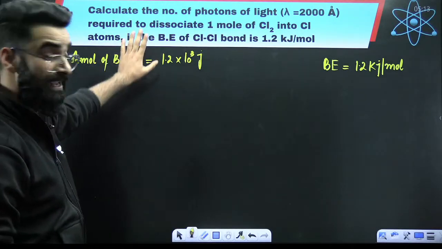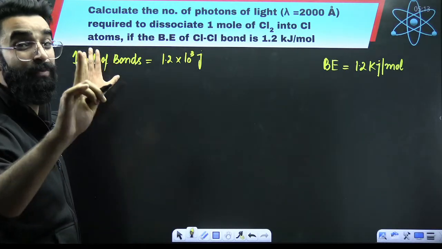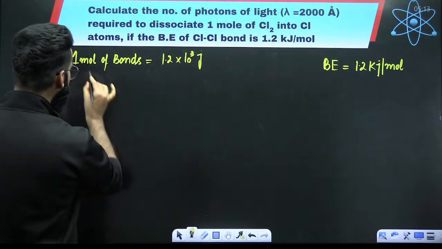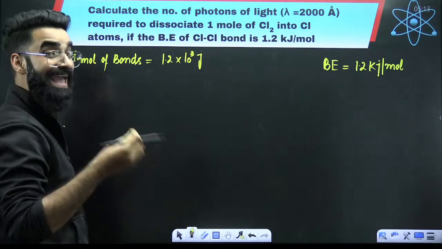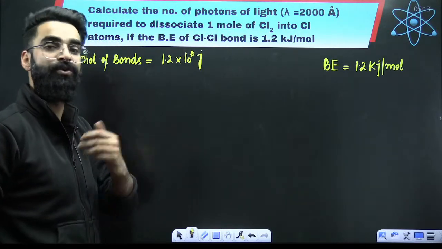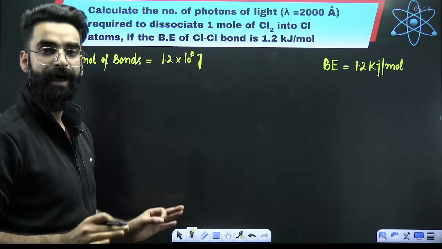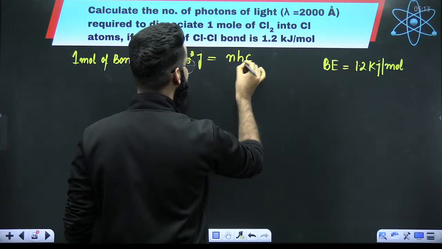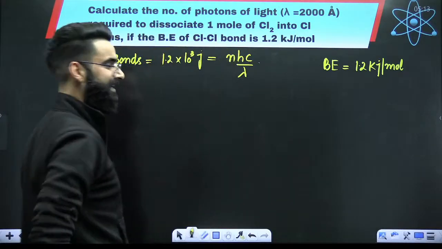And as per the question, I have to break 1 mole of bonds only. I do not have to break one bond. Assume that in order to break 1 mole of bonds, n photons are required. Now, what is the energy carried by those n photons? That's going to be nhc divided by lambda.